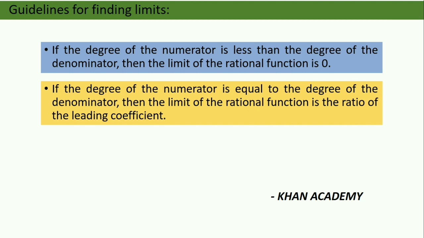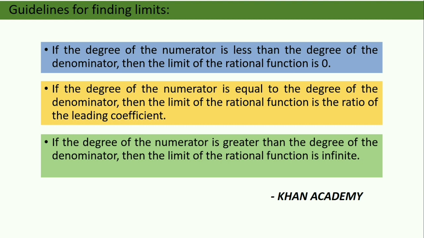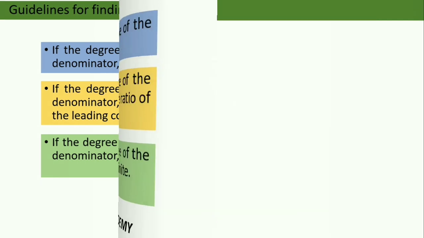Second, if the degree of the numerator is equal to the degree of the denominator, then the limit of the rational function is the ratio of the leading coefficients. So, if ang degree sa numerator and degree sa denominator is the same, no? So, the limit is the ratio of the leading coefficients. If the degree of the numerator is greater than the degree of the denominator, then the limit of the rational function is infinite, no? So, if mas dako si degree si numerator, then gamay si denominator, then ang limit is infinite. So, let's go to the ratio test example 1, no?